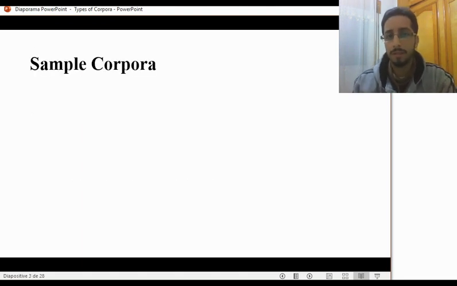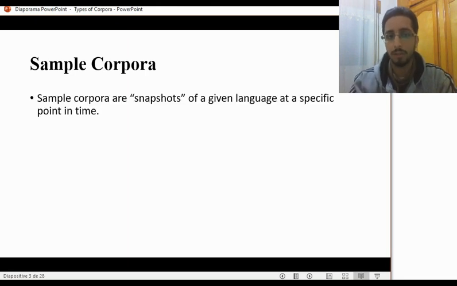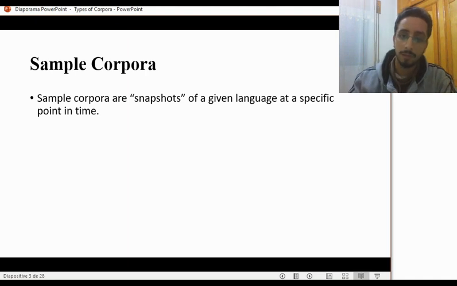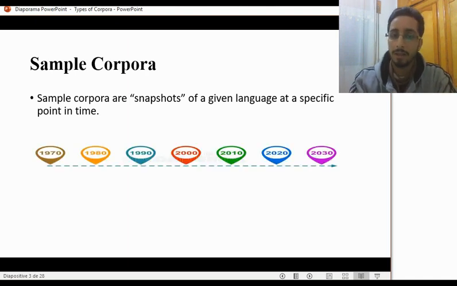Now, these are fairly easy to understand. Just think of them as snapshots of a given language at a specific point in time. So I'm sure you already know what snapshots are. Now, sample corpora are a bit similar. So they present how one language is used at a very specific point in time. So say that this is our timeline, and say that somebody has created or compiled a sample corpus back in 2010. So that corpus will reflect how the language was used in 2010 and 2010 only.